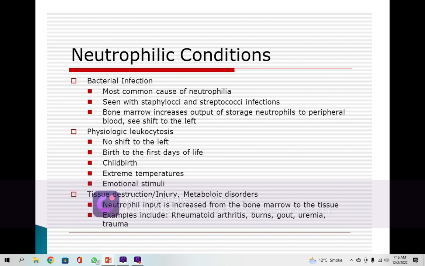because of the deposition of substances or end products. Neutrophil input is increased from the bone marrow to the tissue. Examples include rheumatoid arthritis or other types of arthritis, like gout, and burns, uremia, trauma, and seronegative types of arthritis. Again, the neutrophils will go to the point, and it will cause neutrophilia.